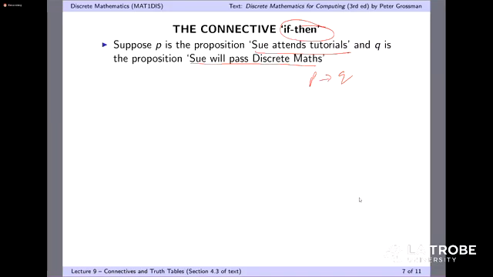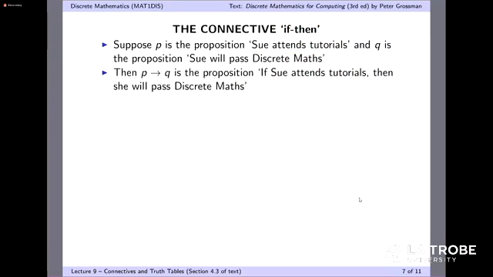We will be given, if Sue attends tutorials, then she would pass discrete maths. So we have to rewrite it in this form. At the moment what we did was, I gave two atomic propositions and combined them by if-then. We have to go in the opposite way. So this reads as P here, if Sue attends tutorials, so you would start with if and then there. So it connects both the propositions. Then she will pass discrete maths.